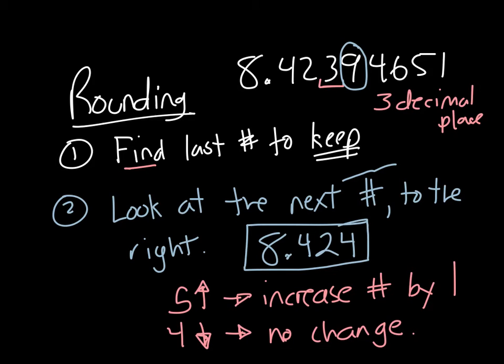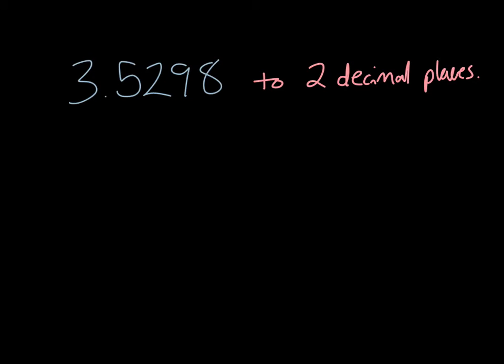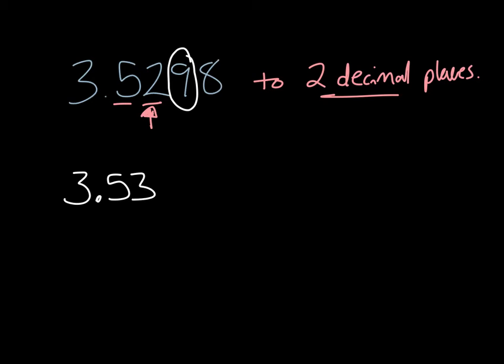So let's see a few more examples here. Okay, so here's our example. We have 3.5298 and we need to round this to 2 decimal places. The first thing I have to do is find my last number. Decimal places, 1, 2. So this 2 is my last number. Next, I find the next digit to the right. That one's going to tell me what to do. That 9 is bigger than 5, so I'm going to make my 2 go up. So I'll have 3.53. Easy peasy, right?